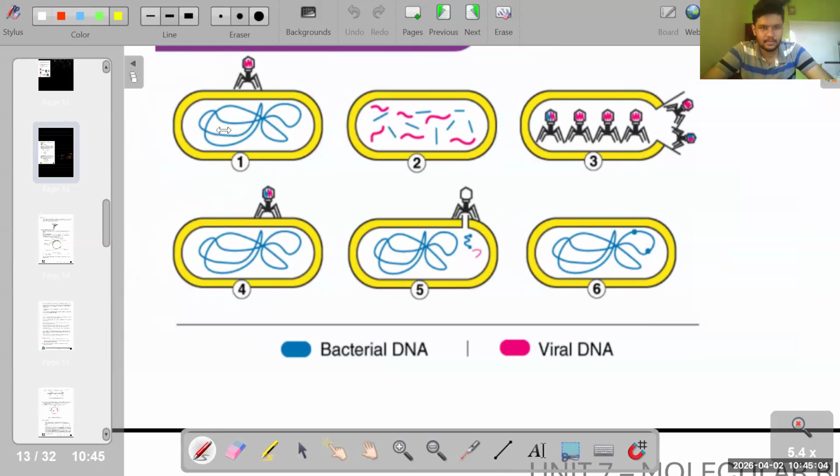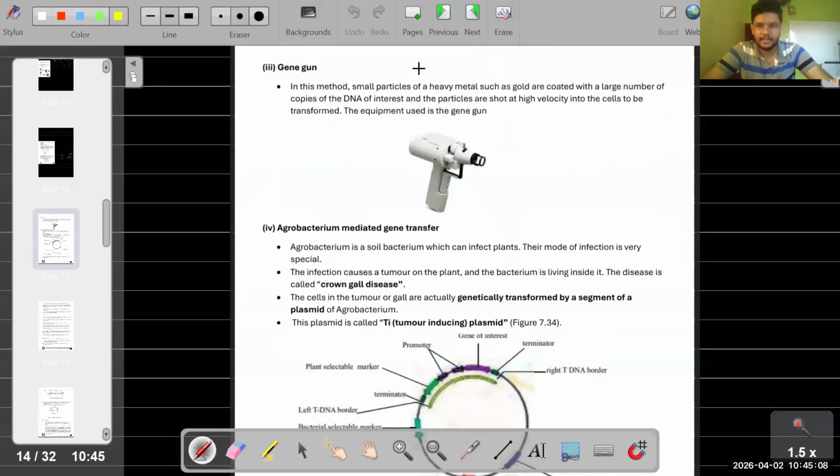Right? Yes. Okay. Then let's move on to the gene gun part, right? Okay. In this method, small particles of heavy metal like gold are coated with large number of copies of DNA of interest and particles are shot at high velocity into the cells.